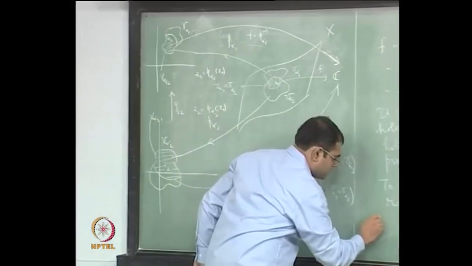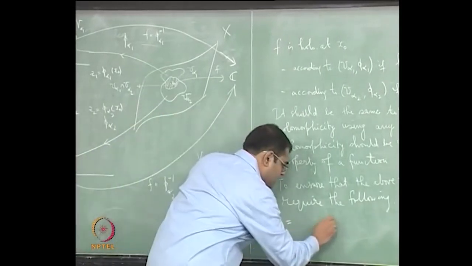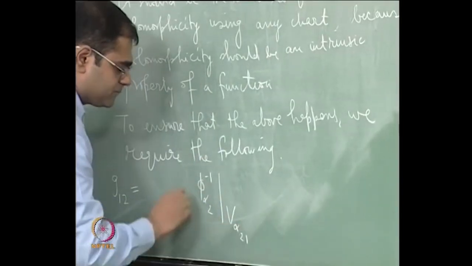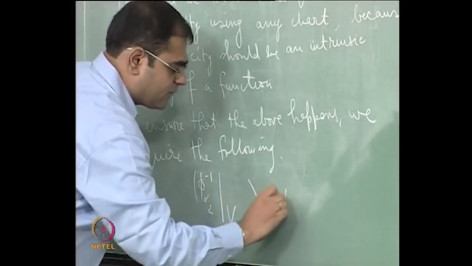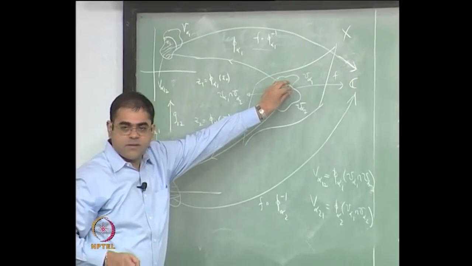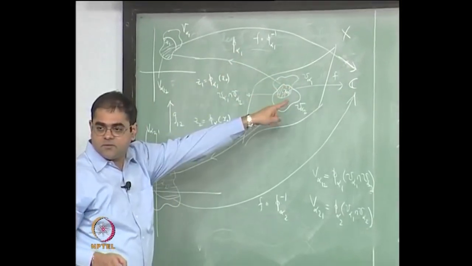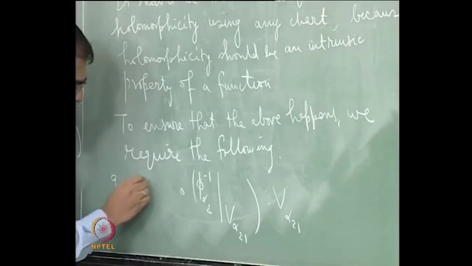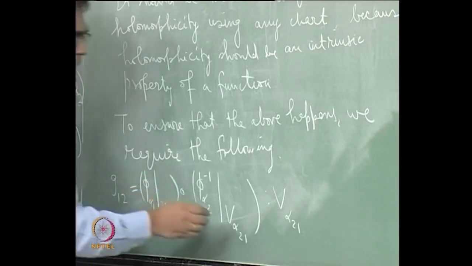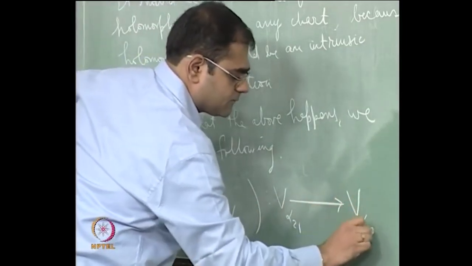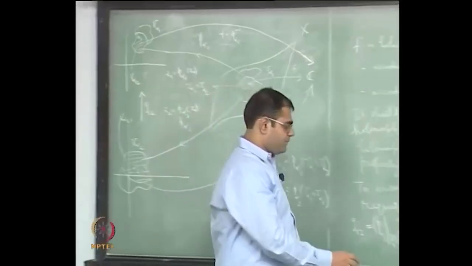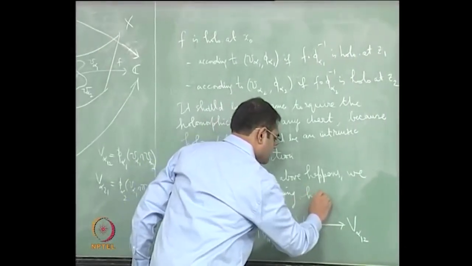So what is this g 1 2? First apply phi alpha 2 inverse restricted to v alpha 2 1. That will take v alpha 2 1 homeomorphically onto u alpha 1 intersection u alpha 2, and then I compose this with phi alpha 1 restricted to u alpha 1 intersection u alpha 2. So it will go from v alpha 2 1 to v alpha 1 2. You can see that this is a composition of homeomorphisms, so this is a homeomorphism.